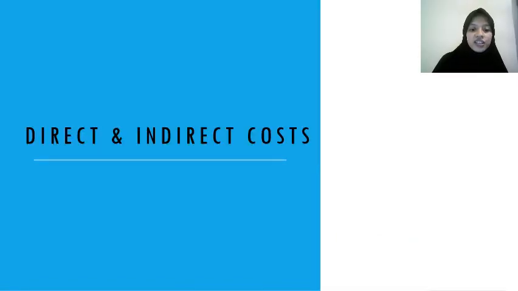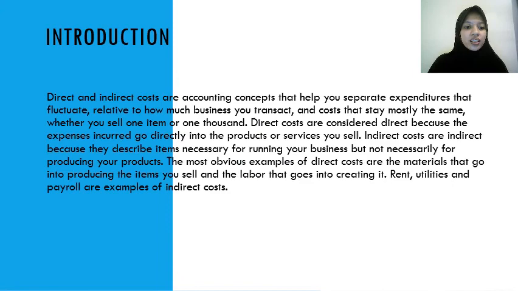Okay, the last discussion is about direct and indirect costs. Direct and indirect costs are accounting concepts that help you separate expenditures that fluctuate relative to how much business you transact and costs that stay mostly the same, whether you sell one item or 1,000. Direct costs are considered direct because the expense incurred goes directly into the products or service itself. Indirect costs are indirect because they are discrete items necessary for running your business but not necessary for producing your products.